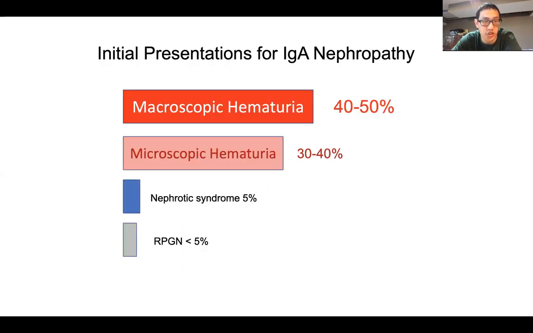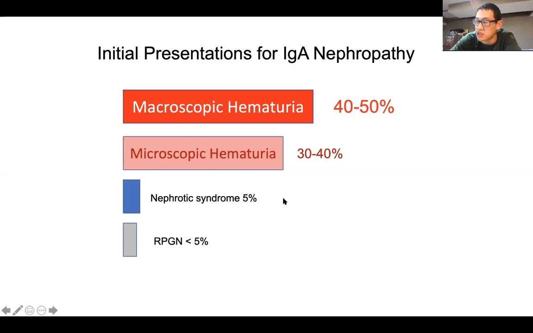The clinical initial presentation is often macroscopic hematuria. The patient will notice that they have gross hematuria. Oftentimes it's found incidentally, for example at routine physical screenings, or life insurance or military screenings, where they dip your urine and notice microscopic hematuria. It can present as nephrotic syndrome. It can present as a rapidly progressive GN, but those are uncommon.